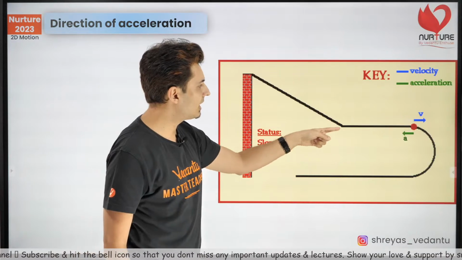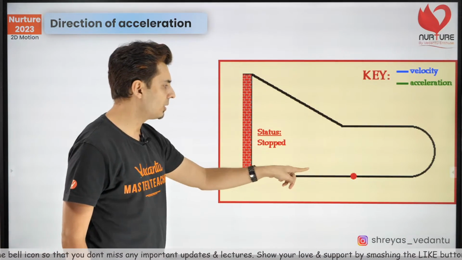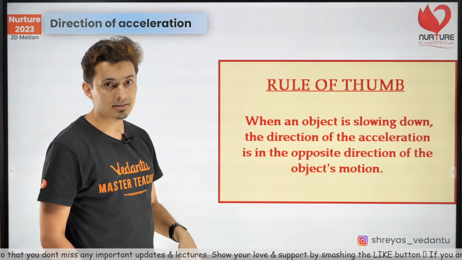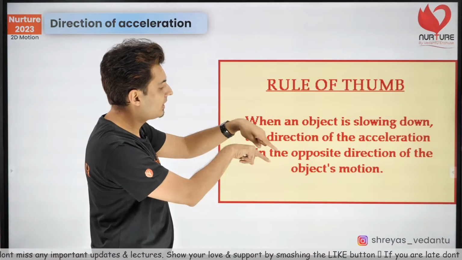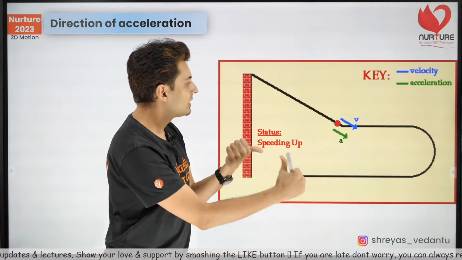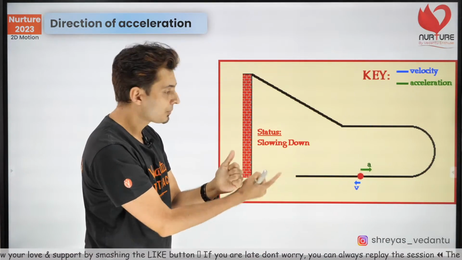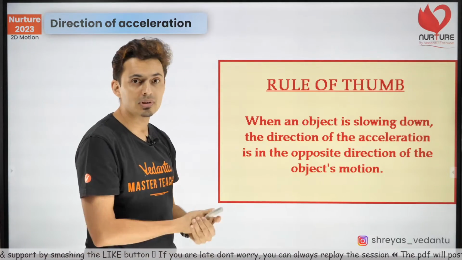Velocity, acceleration, same direction. It slows down, it goes around the corner, and again it stops. Look at the directions, guys. Initially, acceleration and velocity are in the same direction when it is speeding up. When it slows down, they are both opposite. When it turns, it's almost like perpendicular. And again, when it slows, it's opposite.